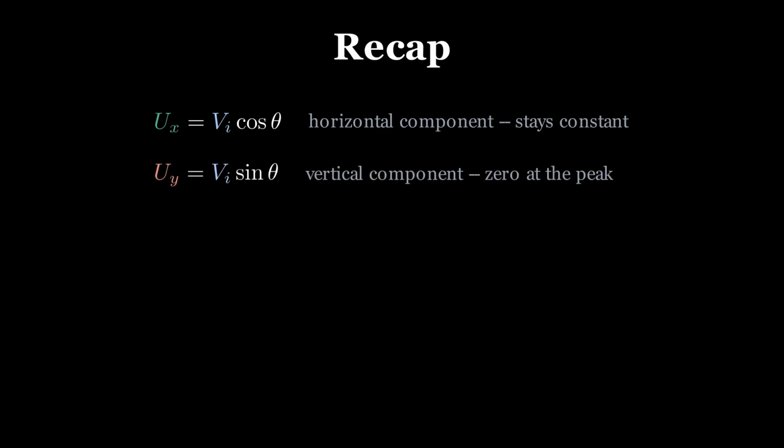Let's recap the two formulas from today. Ux equals Vi cosine theta, the horizontal component, which stays constant. Uy equals Vi sine theta, the vertical component, which hits zero at the peak. And h equals Vi² sin² over 2g, the maximum height reached.